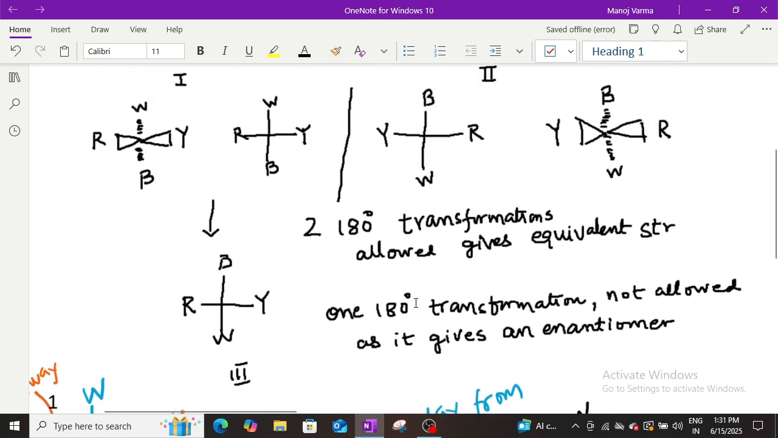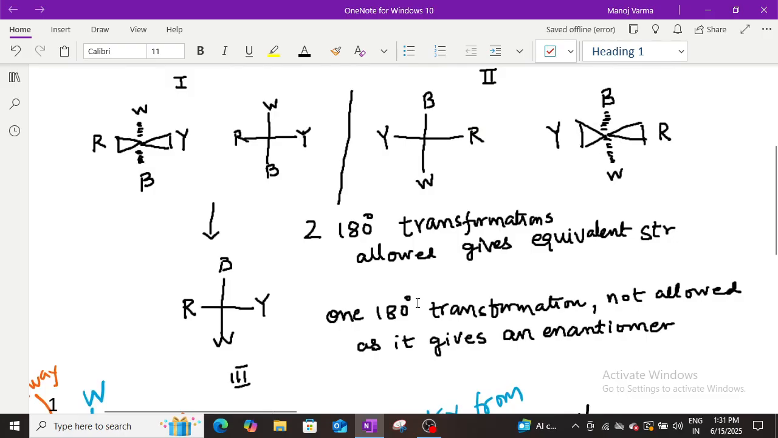And now I will show this to you with the help of the models.